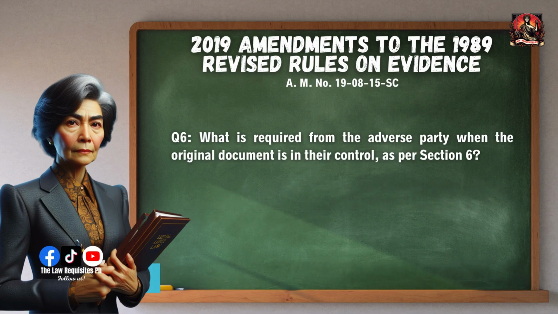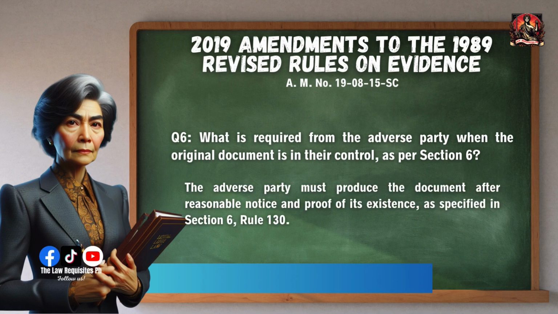Q6. What is required from the adverse party when the original document is in their control, as per Section 6? The adverse party must produce the document after reasonable notice and proof of its existence, as specified in Section 6, Rule 130.